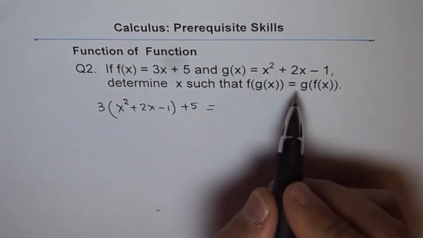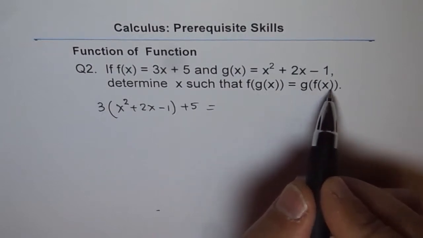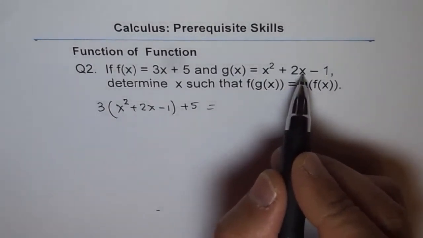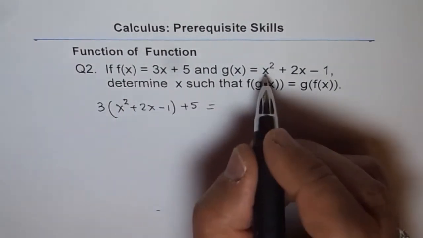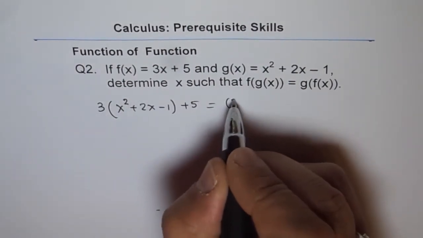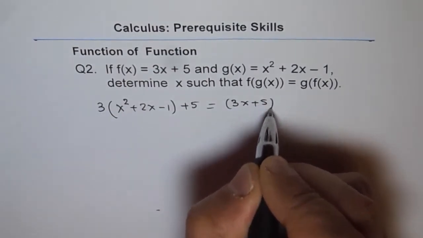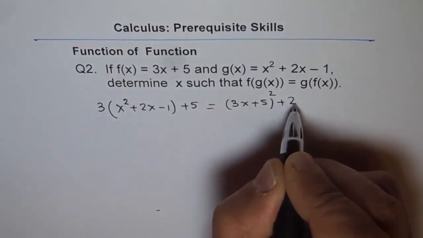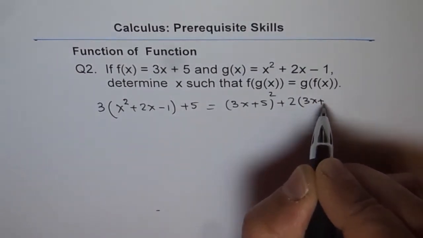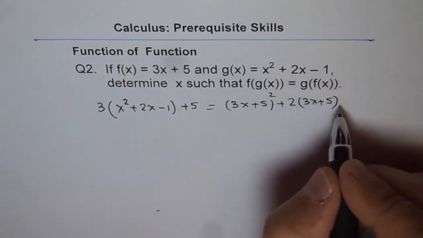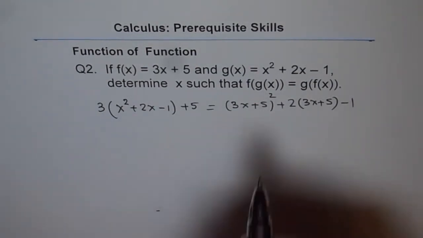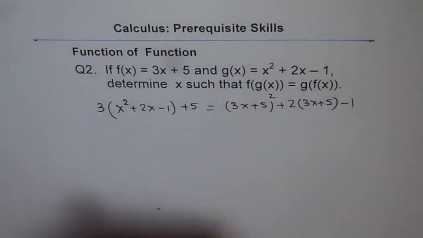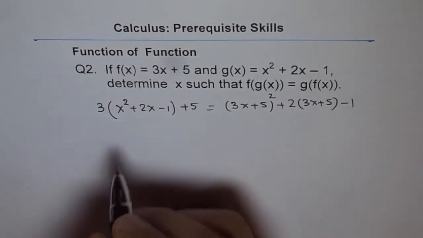On the right side, we'll do g of f of x. That means all these x's will be replaced by f of x, which is 3x plus 5. So we'll get here (3x plus 5) whole squared plus 2 times (3x plus 5) minus 1. That is what we get. Now once we solve this equation, we can find the value of x for which this equation is correct. So let's expand both sides and simplify.